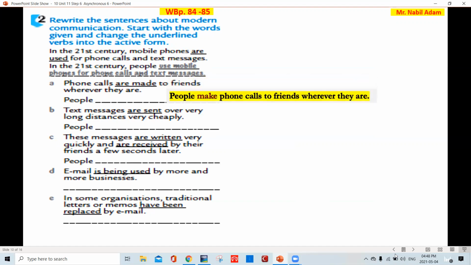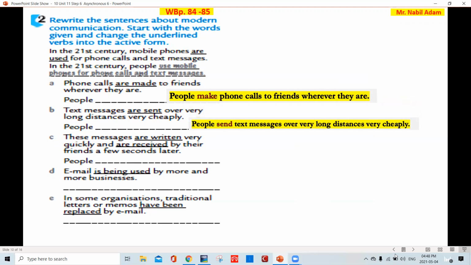Text messages are sent over very long distances very cheaply. People are sent. No, we delete are, and we use send in the present. People send. What do they send? People send text messages over very long distances very cheaply.